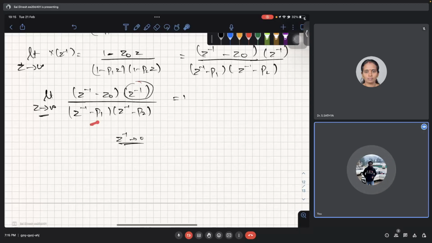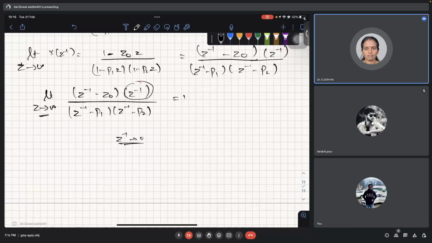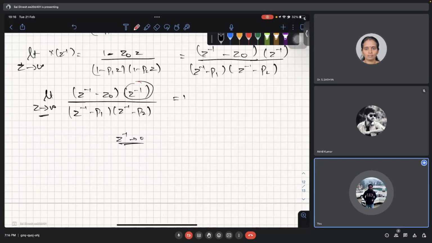And then now we have p1, p2, z naught. So we have the X of z. Understood? So can you please repeat the last step, sir? So basically, I should not be solving the entire solution. That is why I told the last step.